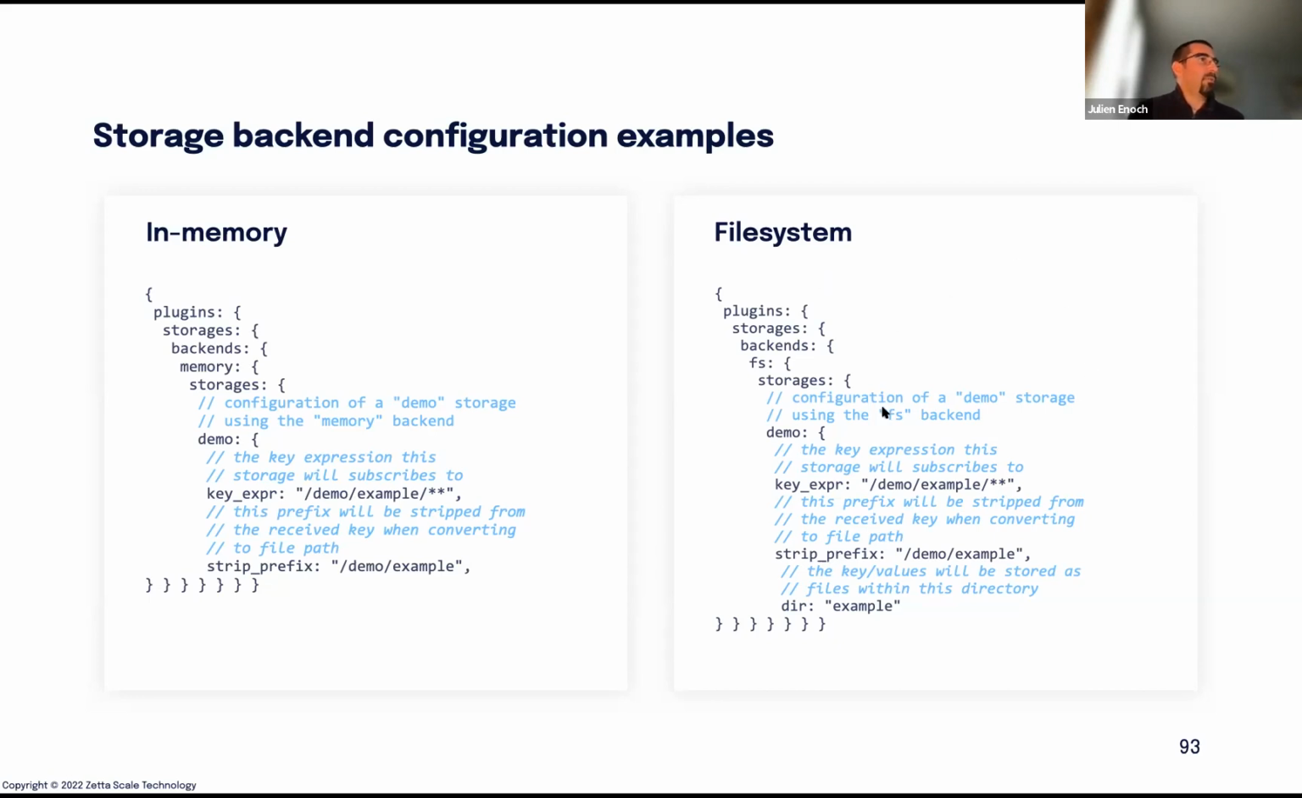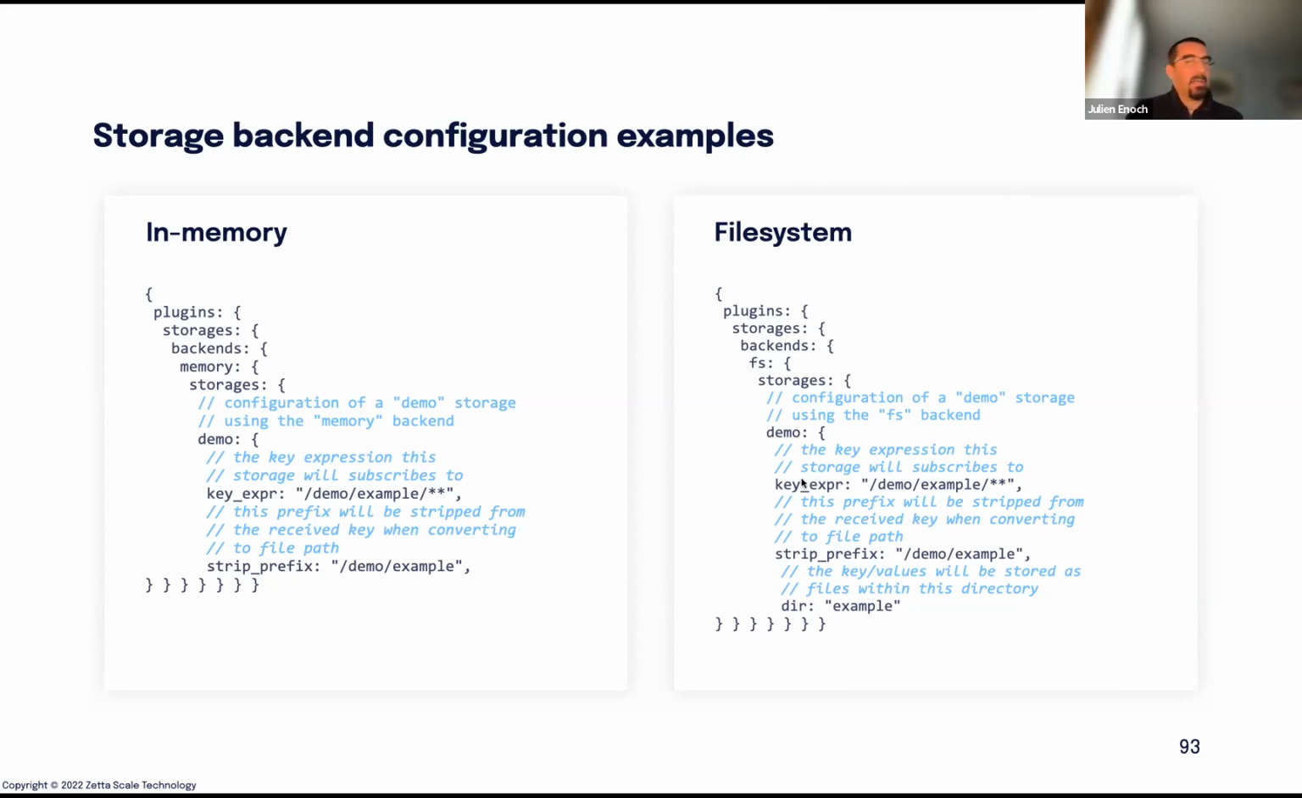For file system, here is another example of configuration of a router for file system storage. So we still have our storages plugin, and for the backend, we select this time the FS file system storage backend. And for the storages, we create a storage on demo with the same key expression, similar prefix. And here we have an extra configuration for file system, which is the directory where all the values will be stored in each file.